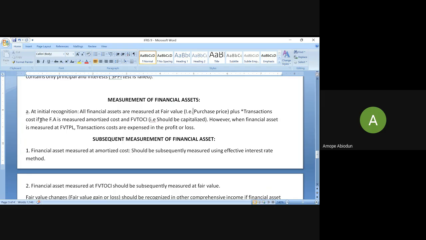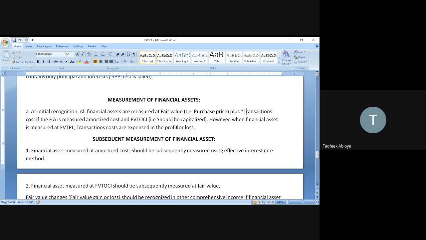Where can I buy shares? I will contact all these, what's it called? Stockbrokers. So the money that you pay to stockbrokers is called transaction cost. So that is called transaction cost.